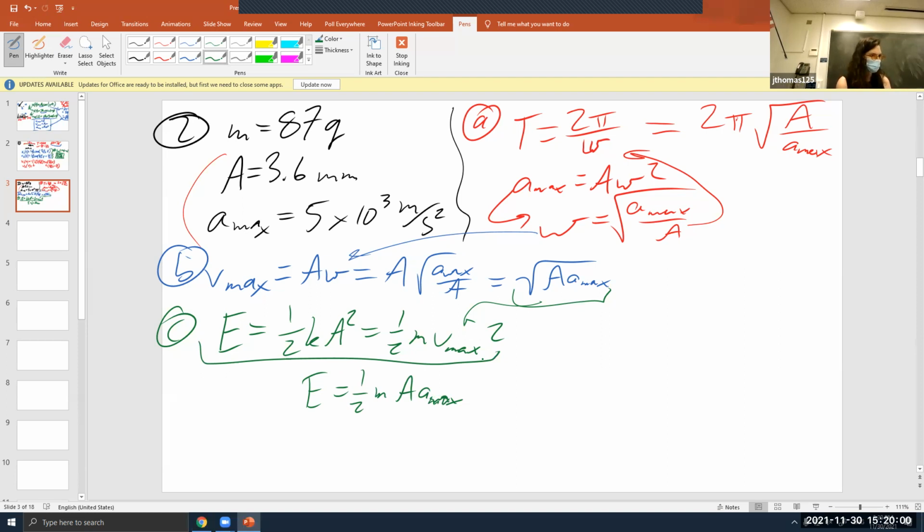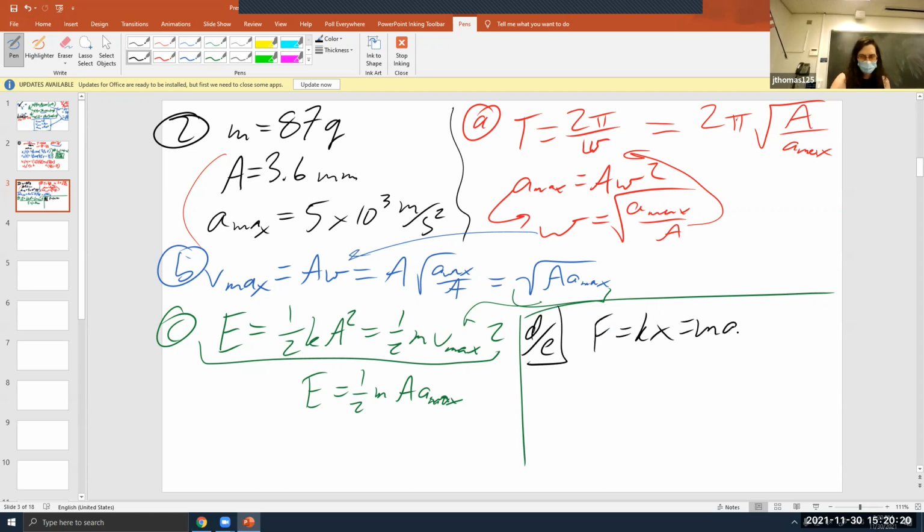Okay, and then D and E, they're both asking about the spring force. So the spring force, you have sort of two ways to solve this for D and E. I'm gonna kind of do them side by side. We know the spring force is Kx. We also know that F is equal to ma.